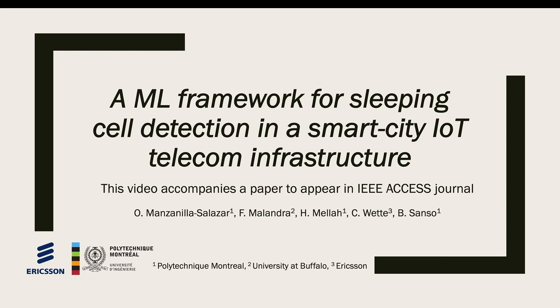It consists of a machine learning framework to detect sleeping cells, a difficult-to-detect kind of base station failure in cellular networks. It is based on Internet of Things traffic of a smart city's cellular infrastructure. This work was done along with Filippo Malandra, Hakim Mellah, Constant Ouete, and Brunilde Sansot.